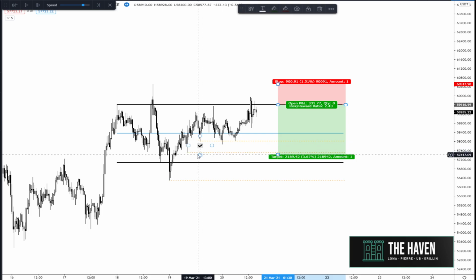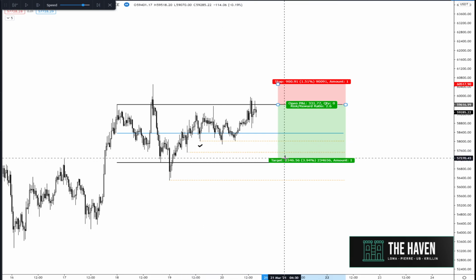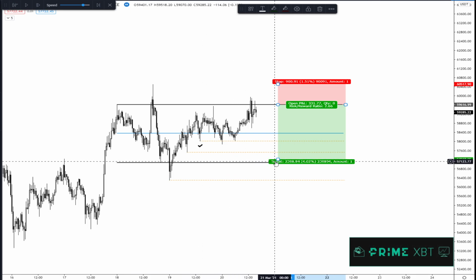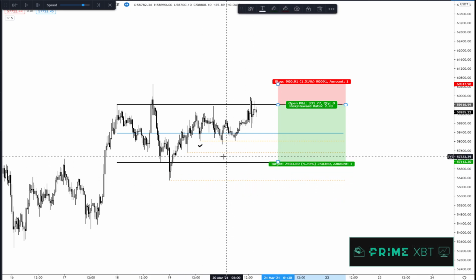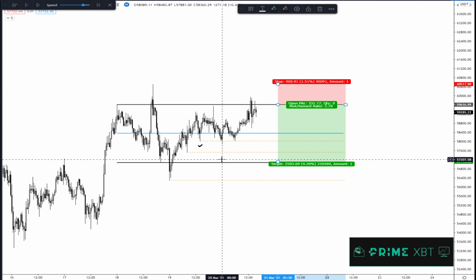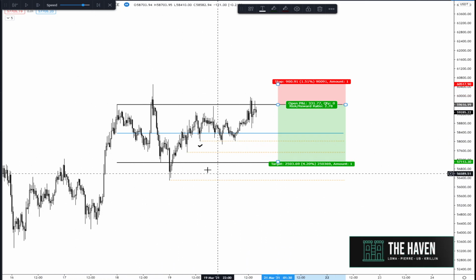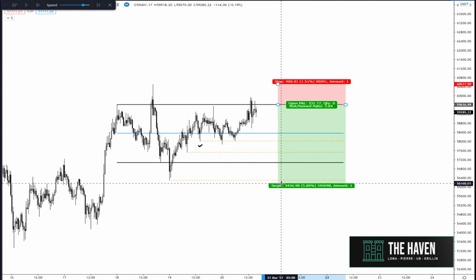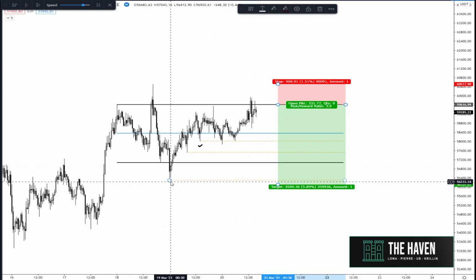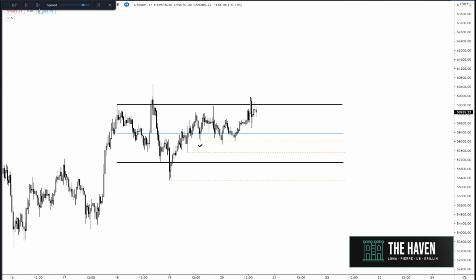Take profit 2 can be these untapped lows right here. Take profit 3, take profit 2 could actually be the range low. And then take profit 3, you probably want to be 80% out of this position, because ideally we're still going to be range bound. But if we're not, you can hang on to 20% for a sweep of these lows here. Okay, so that's how you would take the short side as well.